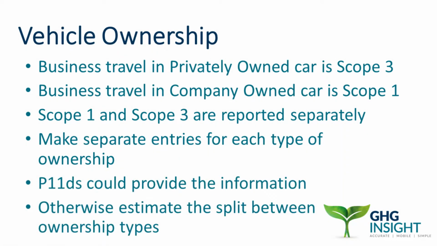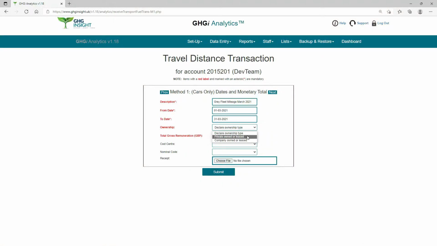If you are in this situation, you should be able to get the company car mileage claims from the P11Ds. However, for some companies, it may not be possible to extract the information separately from the expenses system. In this case, we recommend a compromise. Take the time to estimate the split between the mileage claimed by drivers of company-owned vehicles and the drivers of privately owned vehicles, perhaps over a period of 2 or 3 months, and then use this for the rest of the year. You would be advised to repeat the process once a year, but for many companies it will not be an issue. We are going to select privately owned or leased.